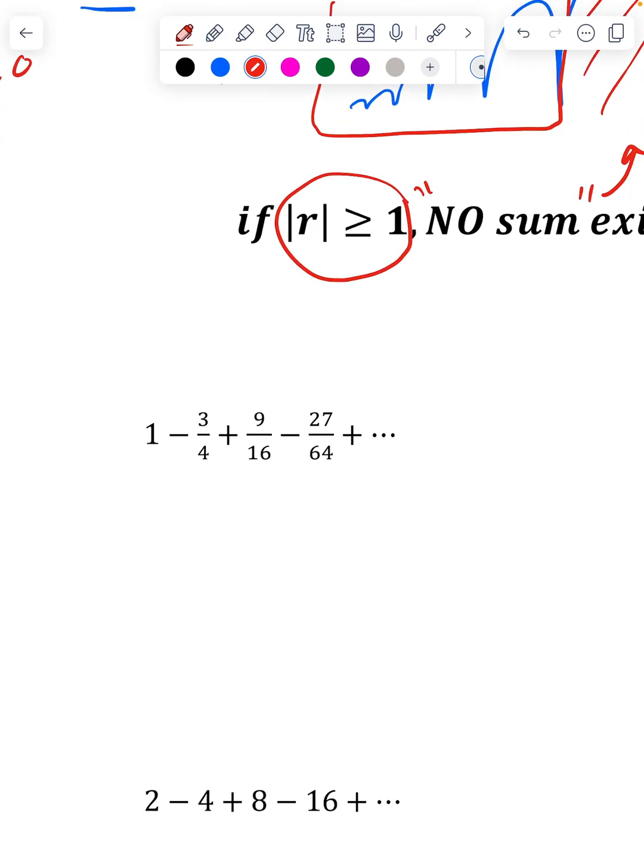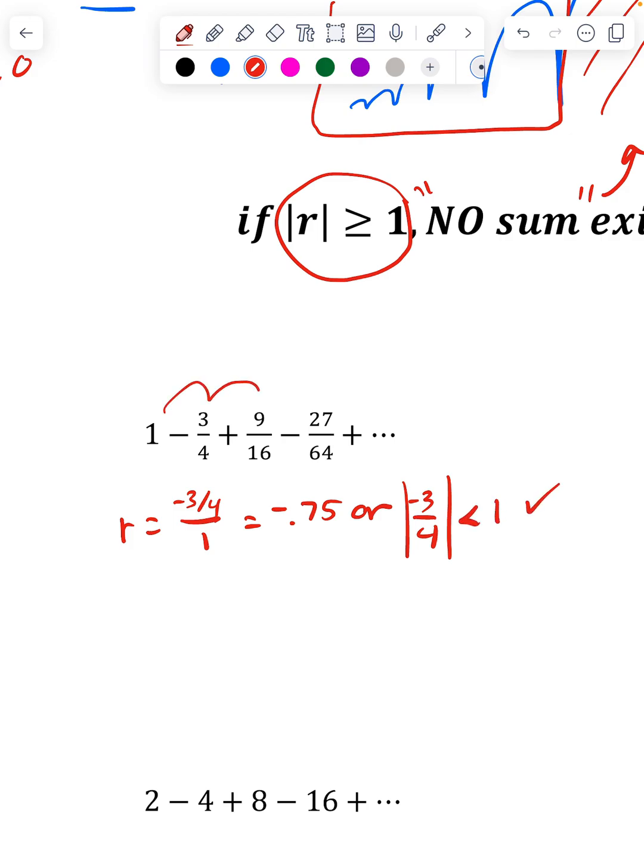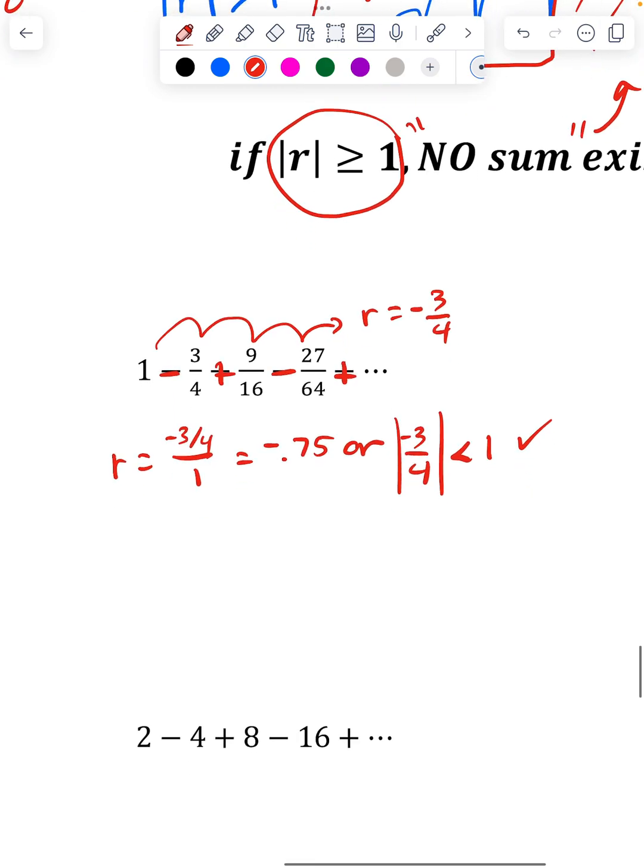Here, I have to actually figure out the ratio. Keep in mind, you can always find the ratio by taking any term divided by the term in front of it. And in this one, I'm getting negative 0.75, or you can think of it as negative 3/4. So my R, if I take the absolute value, is less than 1, so that's a check. If I test it out on my calculator, I am indeed multiplying each one by a negative 3/4, because see how it's going minus, plus, so that always tells you have a negative R. And dot, dot, dot is telling you it's going to go on forever.